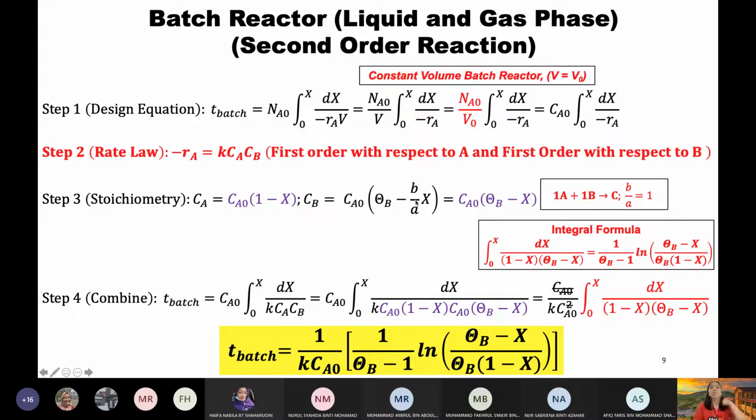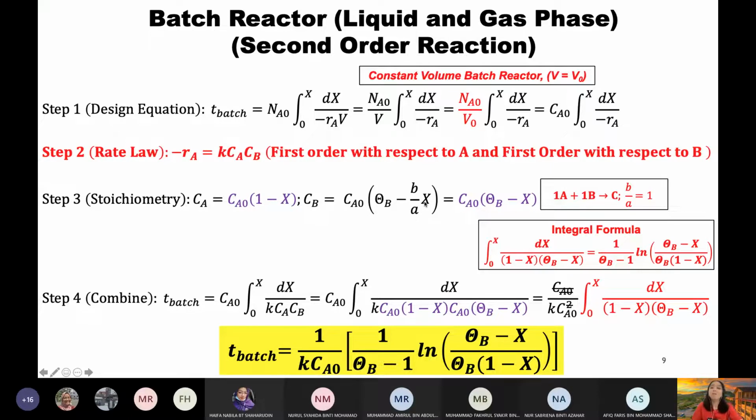Okay, now for this part, there is something that is exception ataupun special rule applied in this equation. What do I mean by that? Okay, kalau kamu tengok original equation untuk CB, dia adalah sama dengan CA0 theta B minus B per A X. B per A itu kan adalah ratio of stoichiometric coefficient.